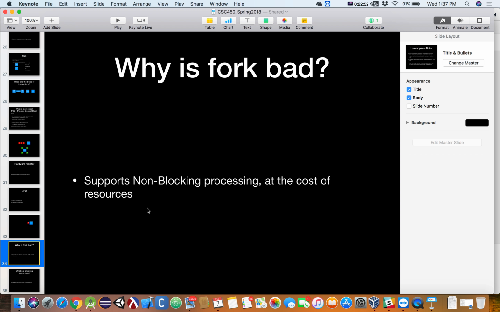So why is fork bad? It does support non-blocking processing, which is good. Imagine what things would be like if we didn't have non-blocking. How many applications that we have today would not work? How many things that we do on our computer would not work if we could never create non-blocking instructions? Even though we don't think about it, the idea of creating new sub-processes, child processes, regardless of how resource intensive they might be, we really, really rely on them.